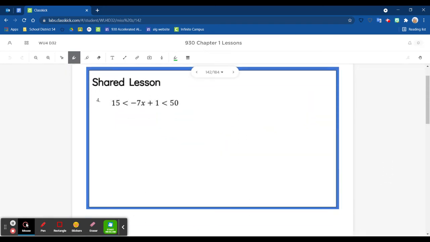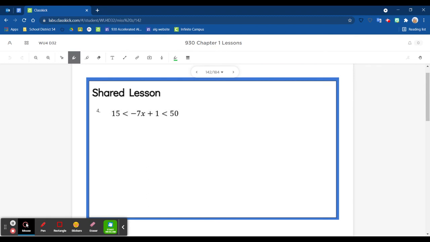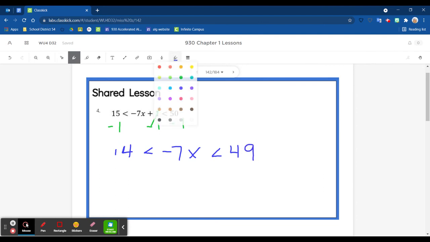Let's do another. And so let's start by subtracting 1 to try to get our x alone. This will give us 15 minus 1, so 14 is less than negative 7x, which is going to be less than 15 minus 1 is 49. Okay, so we do have to divide by a negative here. What's our rule when we divide by a negative?